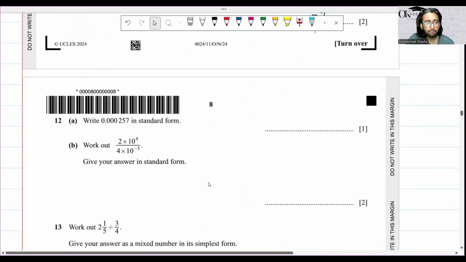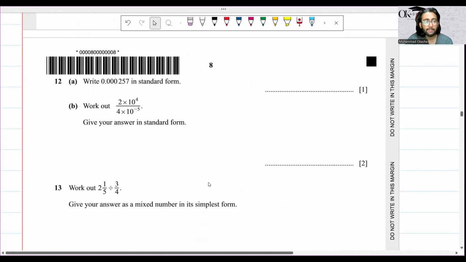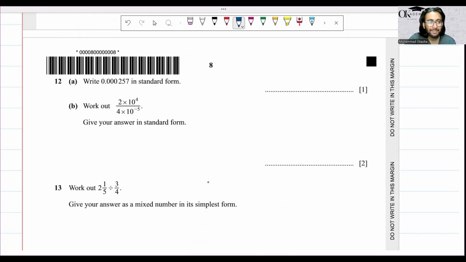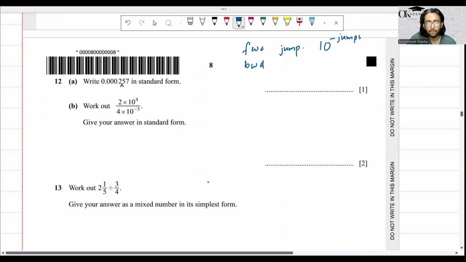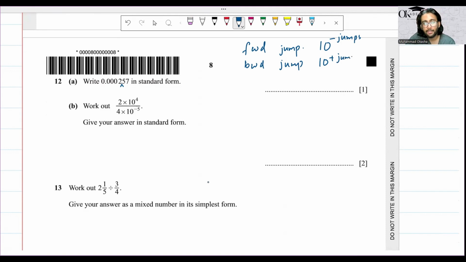Next, write 0.000257 in standard form. So really easy to do. For standard form, this is my reference point. Between 2 and 5 is where I want my decimal to be. So I'll take forward jumps. Remember, whenever you're making your decimal point a forward jump, it will be 10 to the power negative, times the number of jumps. And whenever you allow your decimal to take a backward jump, I normally write it like this: FWD jump, forward jump, and backward jump. Then 10 to the power plus, times the number of jumps.